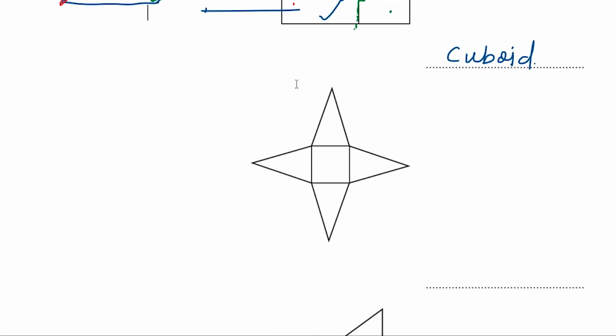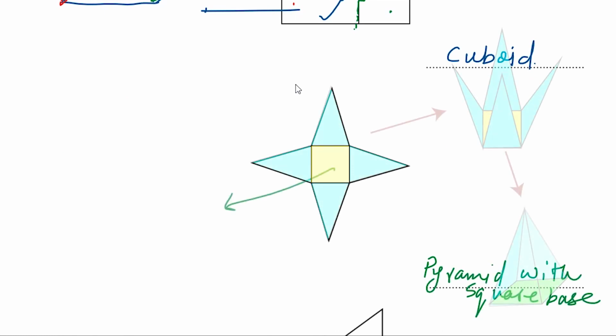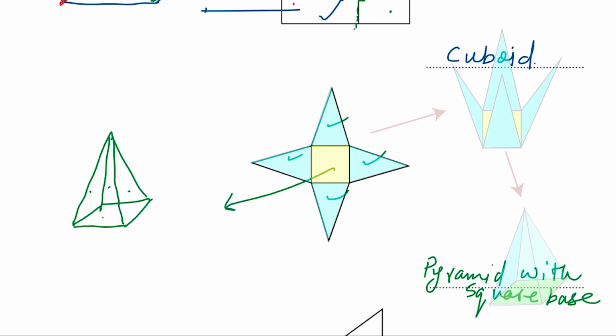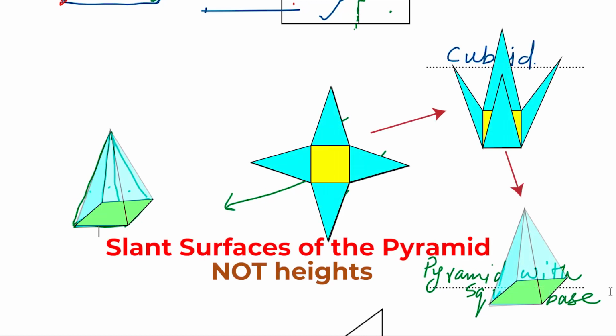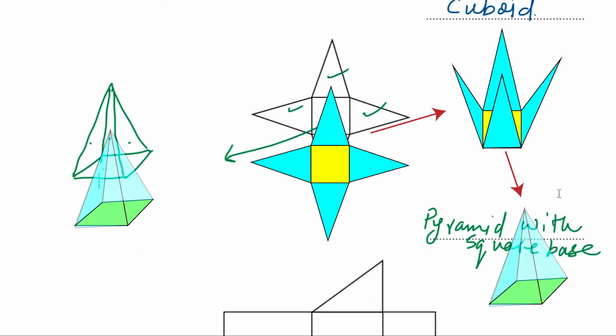Second part is square pyramid. It's the pyramid with square base. In this case, the square will become the base. When folded, these 4 triangles, those will become 4 slant heights of the pyramid. So this would be a pyramid with square base.